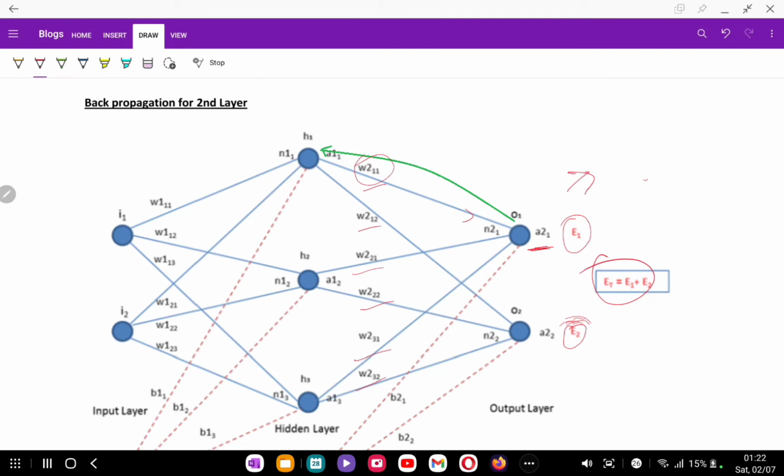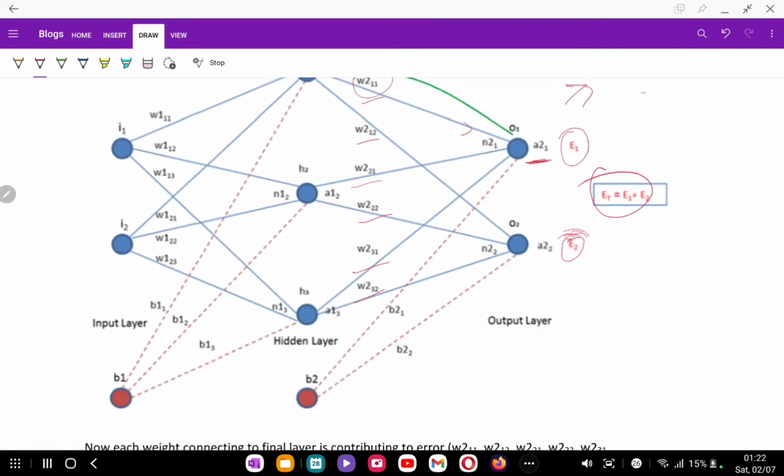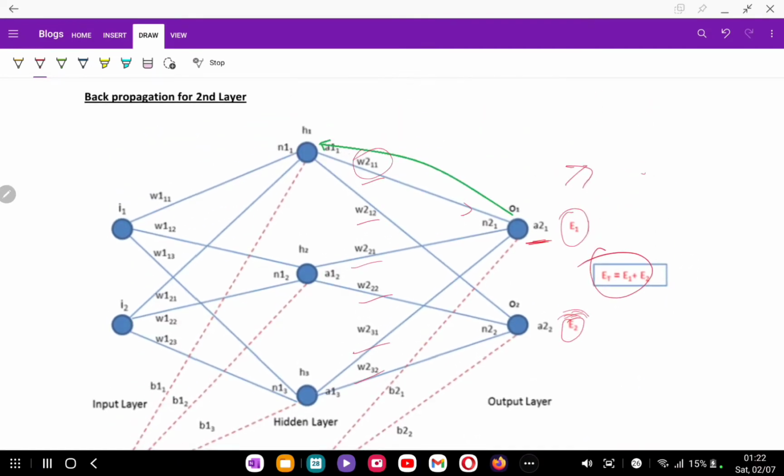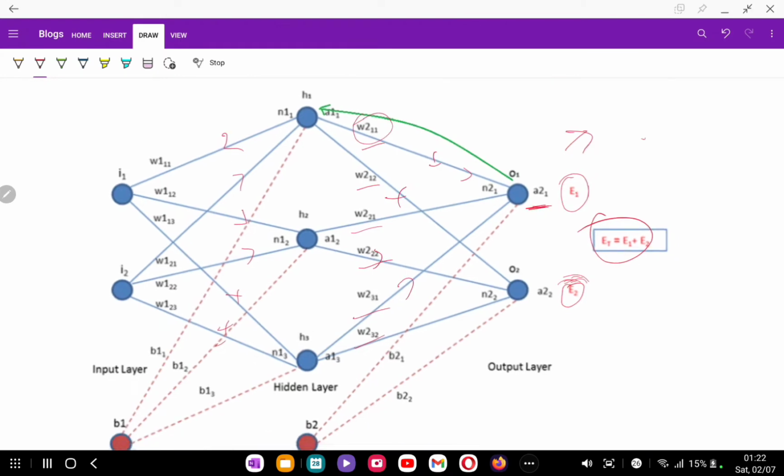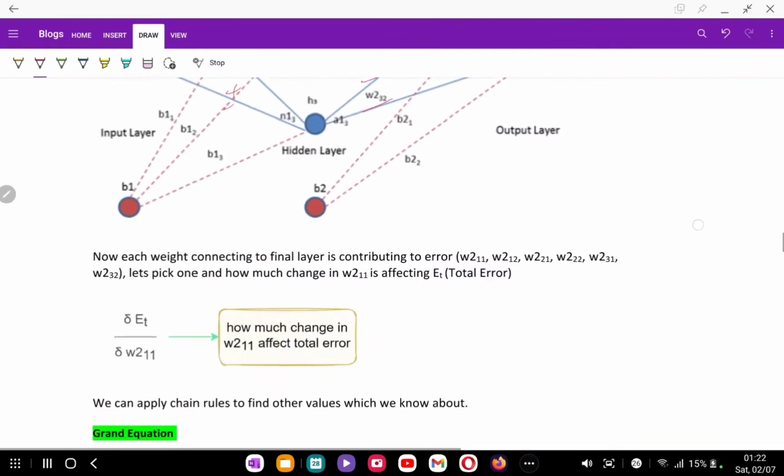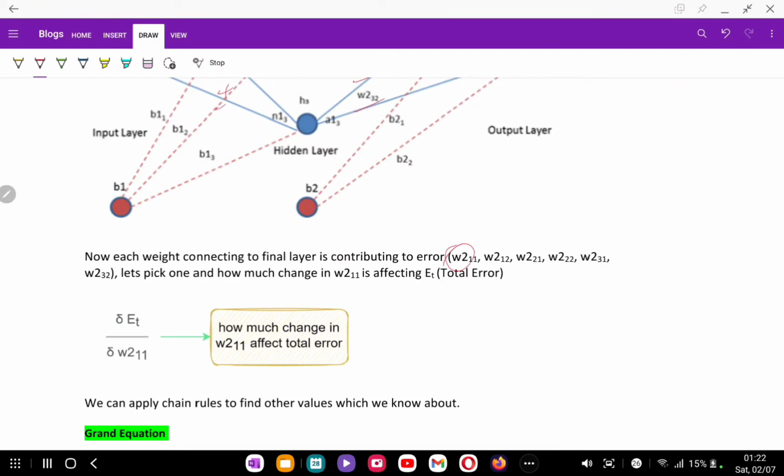That's your error. Once the error has arrived, each weight is contributing something towards this error. Our aim is to find what these weights are contributing, and once we find out, we are going to readjust their values based on the backward pass, or backpropagation formula. We are going to discuss that too. So now we just pick this one and the others will follow.